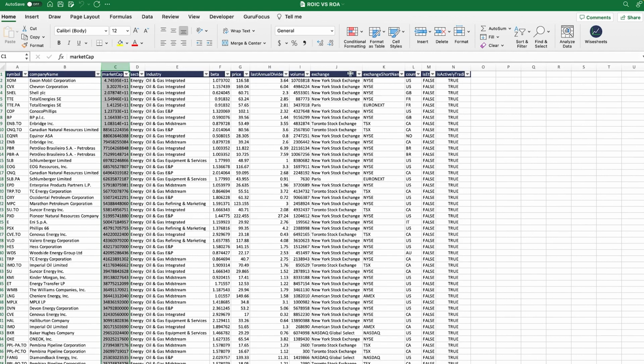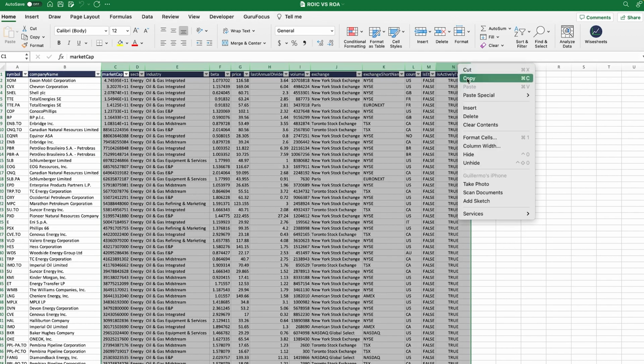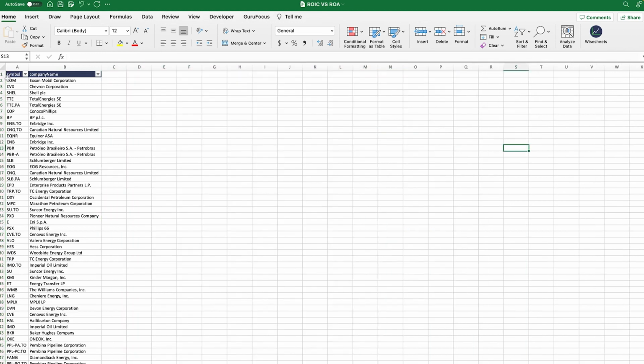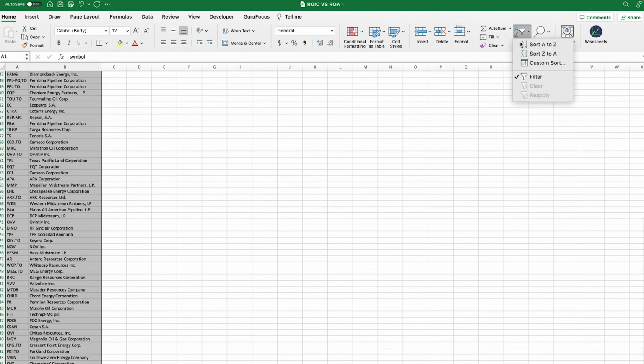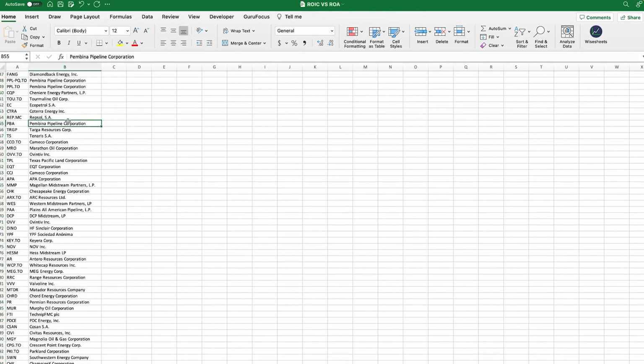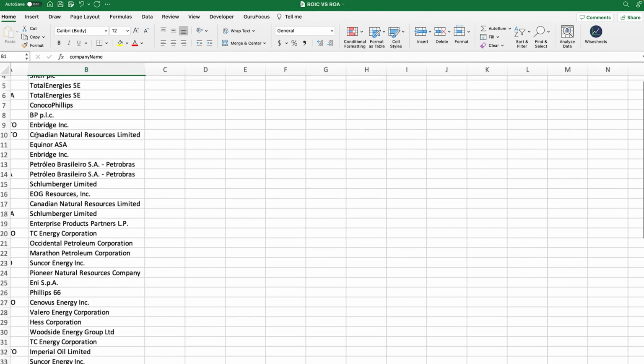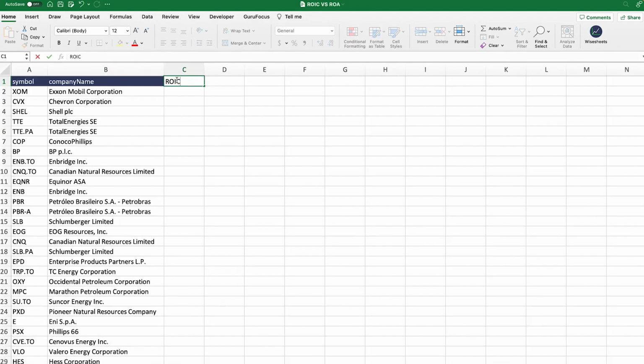So I'm just going to get rid of all this stuff. We could keep it if we really wanted it, but this is just to prove a point. So I'm going to remove this. Now we only have the symbol and the company name, and now we're going to be able to add more. But first, I'm going to get rid of these filters right here, go back to the top, zoom in, and now we're going to type the ROIC and the ROA.